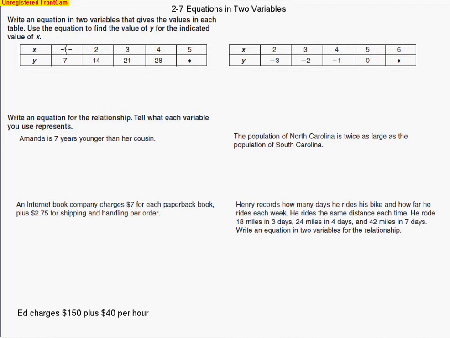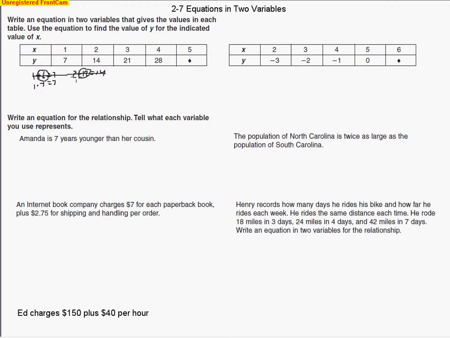So look at the 1, and how do we get up to 7? Well, we could do it two different ways. We could either do 1 plus 6 equals 7, or we could have done 1 times 7 equals 7. And so then we have to go to the next one and see how they went from the 2 to the 14. Well, if we added, we would go 2 plus 12 makes 14. Notice that those are not the same. Here we added 6, here we added 12, so that's not right.